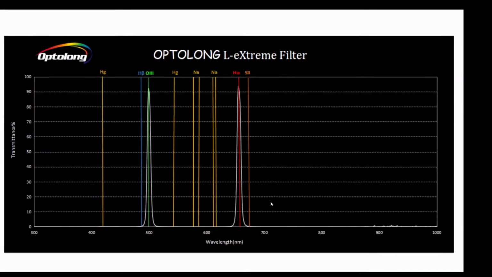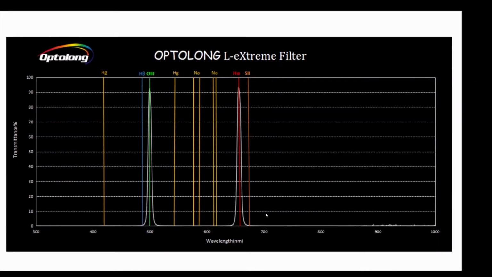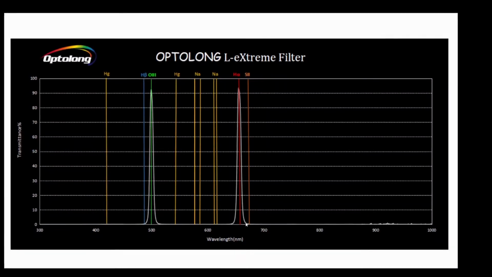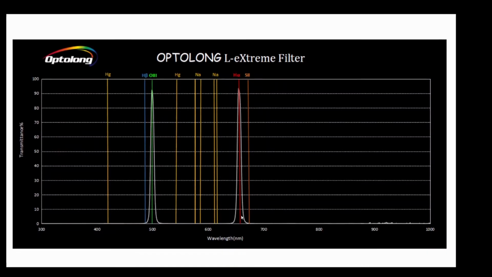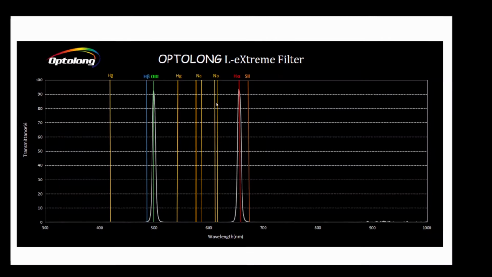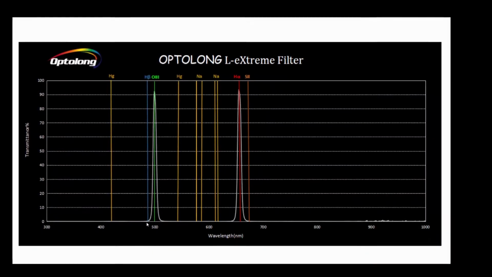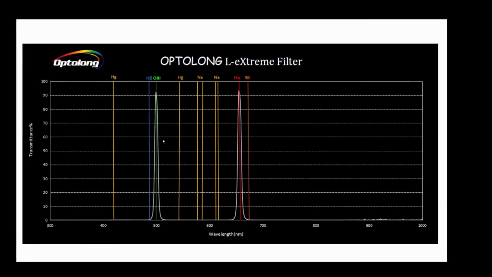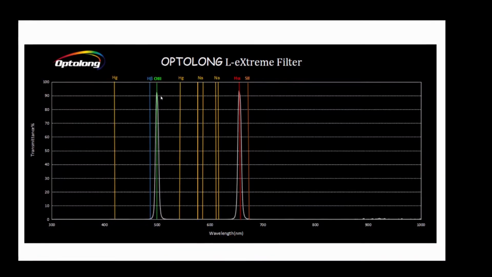Before we go and try out the filter, let's take a minute to go over the specifications and think about the use for which it's intended. Okay, so the first thing to notice is that it's a dual narrowband filter. It has a 7 nanometer bandwidth centered around 656 nanometers, which corresponds to the hydrogen alpha emission line. And likewise, it has a 7 nanometer bandwidth centered around 500 nanometers, which corresponds to oxygen 3 ionization emissions.